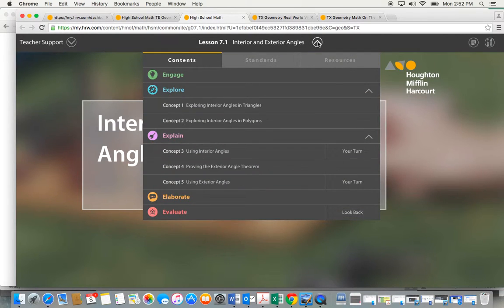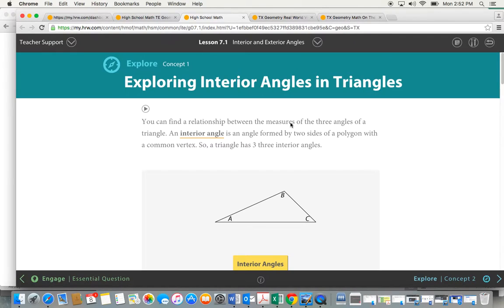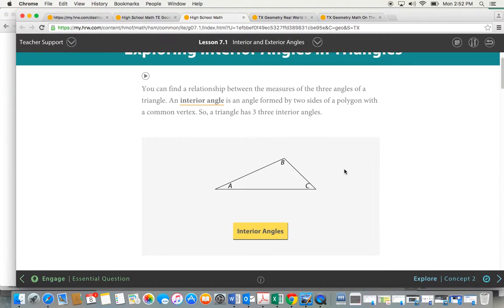This lesson does a really good job, using the interactive teacher and student editions, of presenting both concepts and showing how they're related. Just for a little tour, exploring the interior angles and triangles, let students do a proof of this interior angle theorem. And remember that finding the interior angles of triangles is something that they've been doing for a long time. This is a middle school skill, so it's not new to them.